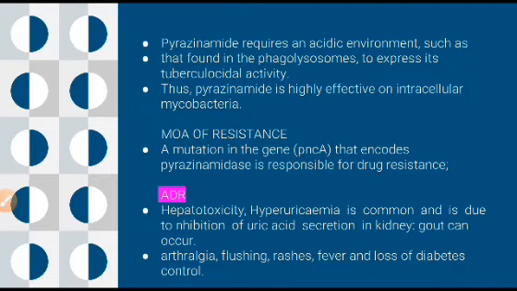There are some ADRs, where the very important one is hepatotoxicity. Hyperuricemia is common and is due to inhibition of uric acid secretion in the kidneys. So if there is less secretion, there will be deposition, and that will cause hyperuricemia. And because of that, gout can also occur. Other ADRs are arthralgia, flushing, rashes, fever, and loss of diabetic control. That also is the result.